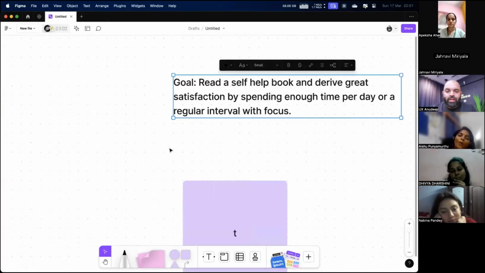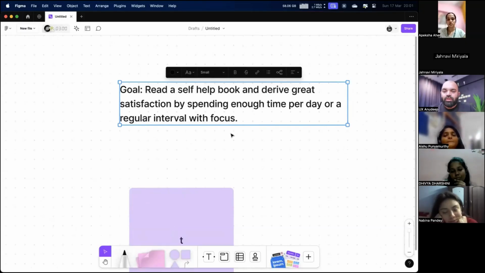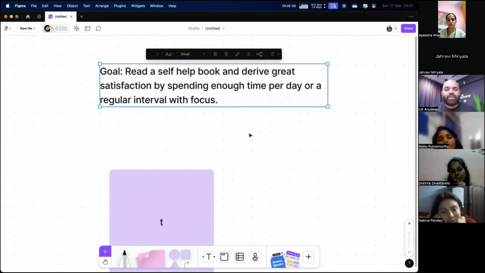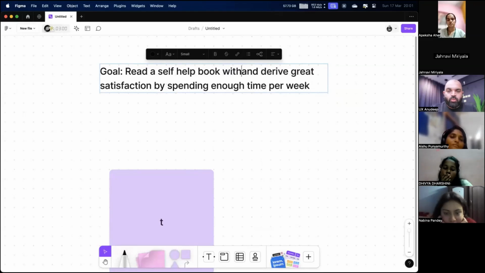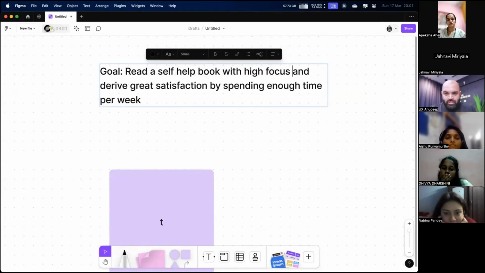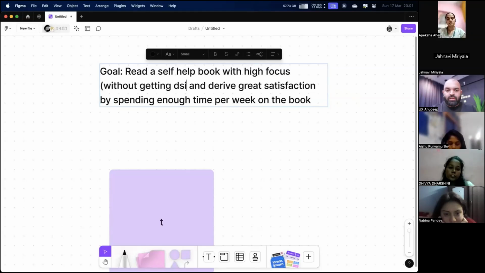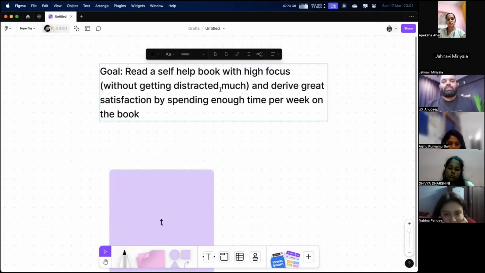Now, this looks like a better goal. Read a self-help book and derive great satisfaction by spending enough time per week. Okay. And I'll put this with focus. I will put it over here, with high focus and derive great satisfaction by spending enough time per week. This is my goal. Correct? I can even write that high focus means without getting distracted much.